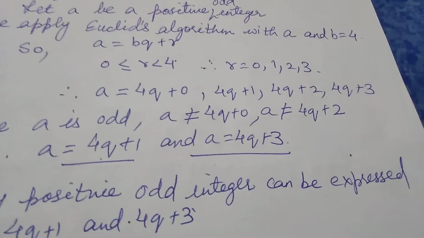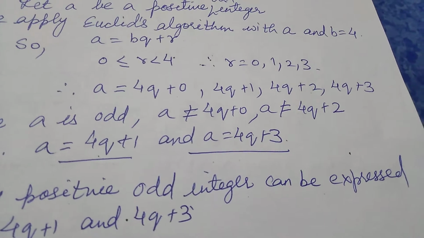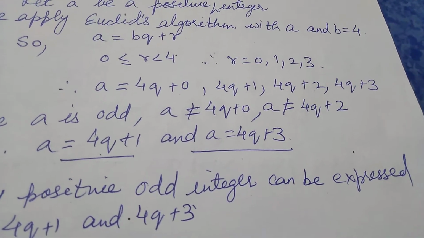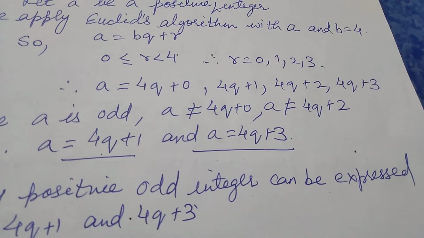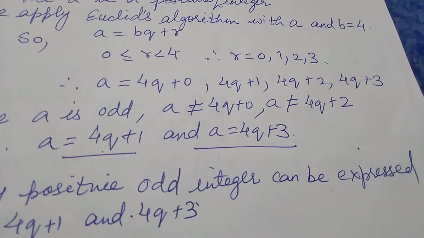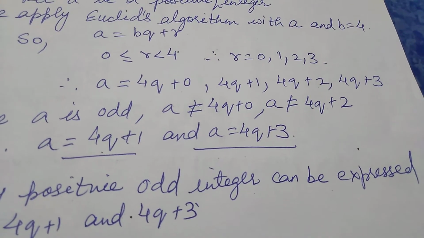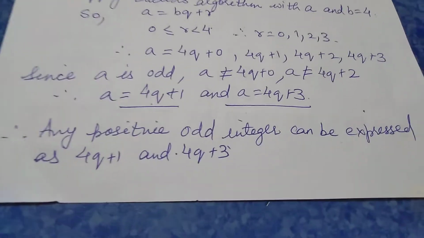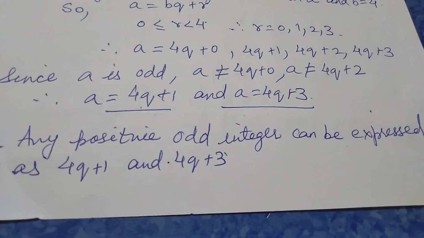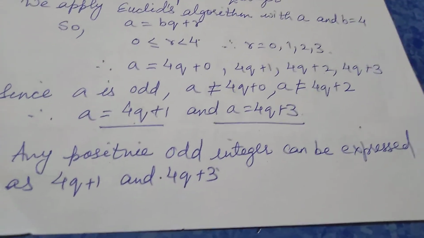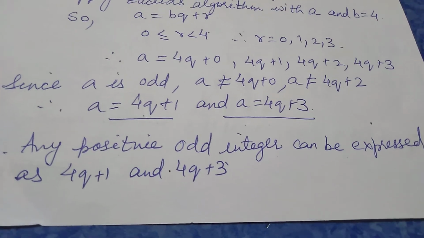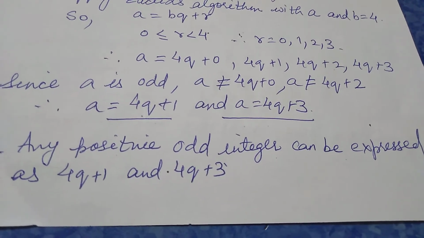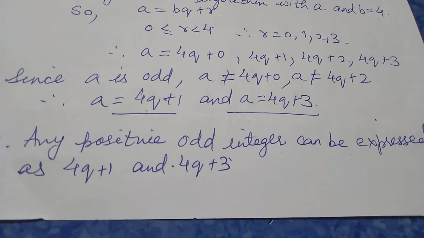लेकिन हमने यहाँ पे क्या बोला है? a is odd number. अभी ये a is equal to 4q कट जाएगा because it is even. देन 4q plus 2 भी कट जाएगा बिकॉज ये भी एक इवन नंबर होगा. सो यू गेट ओनली टू थिंग्स दैट इज 4q plus 1 and 4q plus 3. So a can take either the value 4q plus 1 or 4q plus 3. So this we have proved that any positive odd integer can be expressed as 4q plus 1 and 4q plus 3.